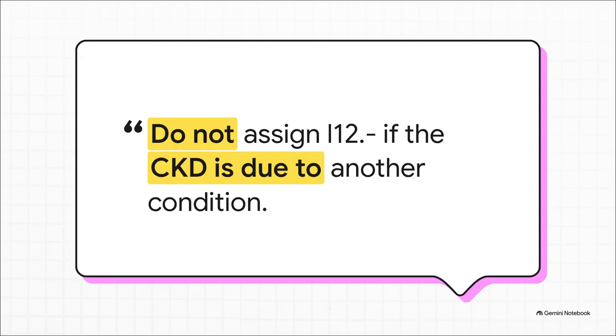But hey, every good rule has an exception, right? You should treat this explicit exception rule like a giant yield sign. You must pause and verify your provider documentation. Why? Well, because if the provider explicitly states that the CKD is due to a completely different underlying condition, like diabetes, for example, that assumed link between the hypertension and the kidney disease completely breaks down. If it's diabetic CKD, you step away from those hypertensive kidney codes entirely.